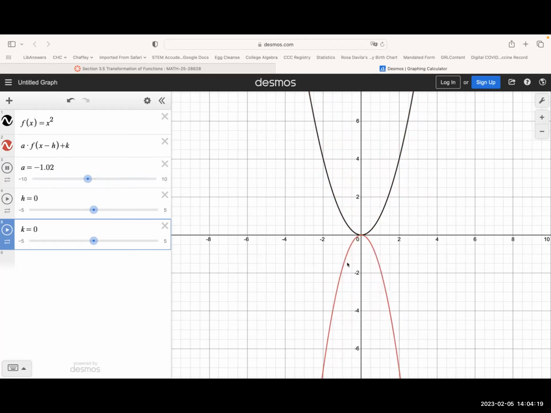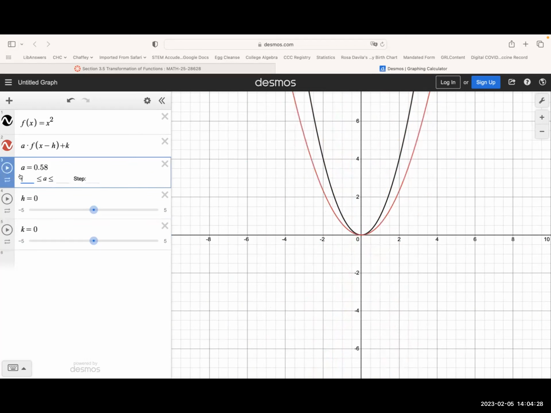See how it reflects about that x-axis. So we have that mirror image whenever we have that negative here. And now that we know that it's reflected when a is negative, let's see what happens with different values of a. So we'll say from 0 to 5.